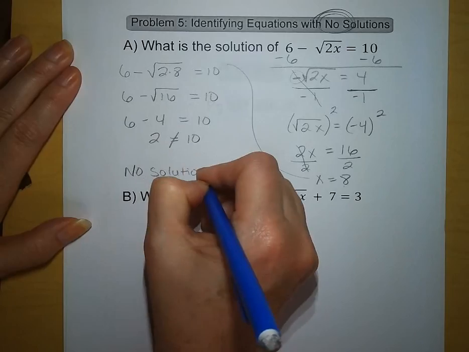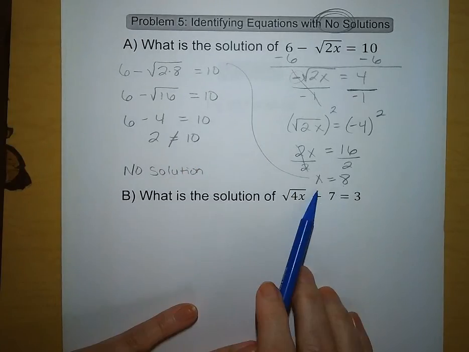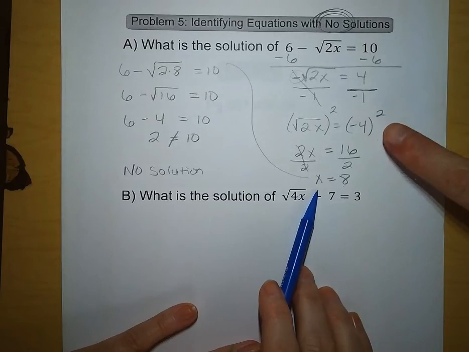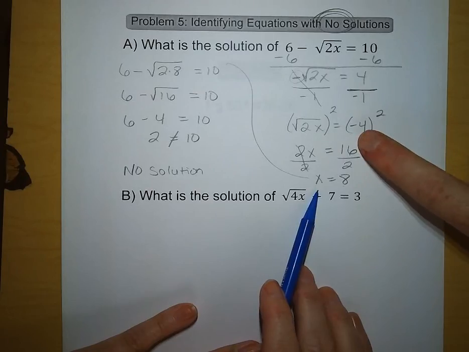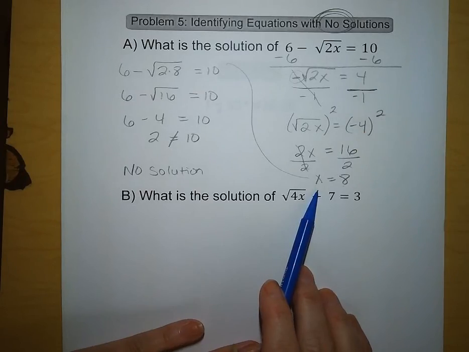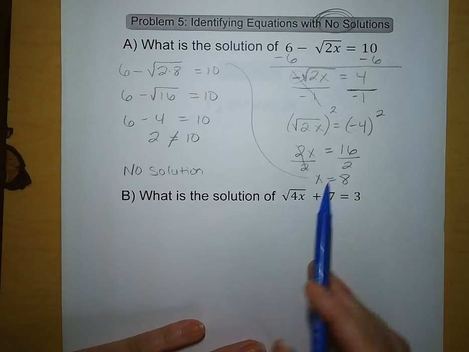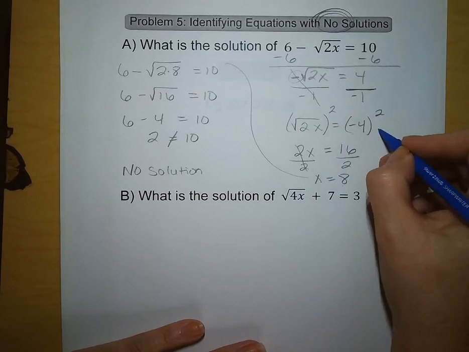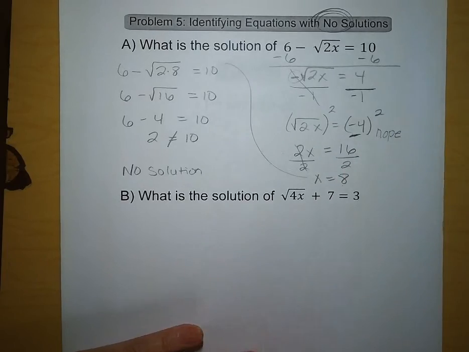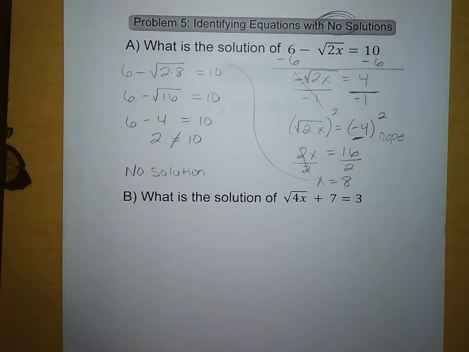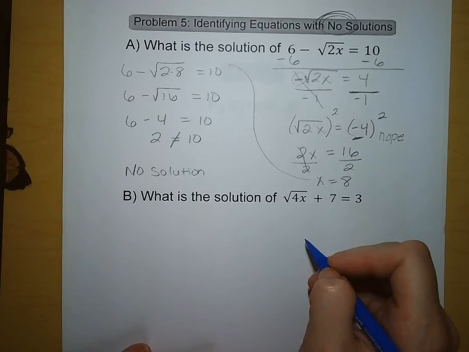And at what point could we have stopped doing our work to realize that there was no solution? We could have stopped it right here, when we see that the square root of 2x is equal to negative 4. Can we have the square root of anything equal a negative number? The answer is no. So we could have stopped right there. As soon as we see that our radical is by itself and there is a negative number on the other side of the equal sign, we're done.